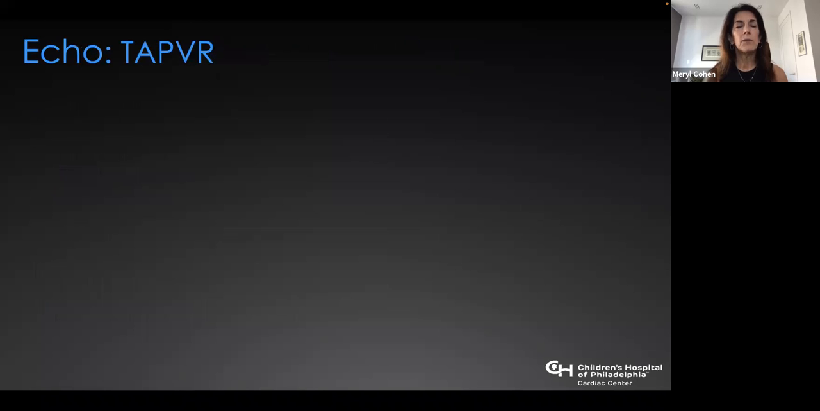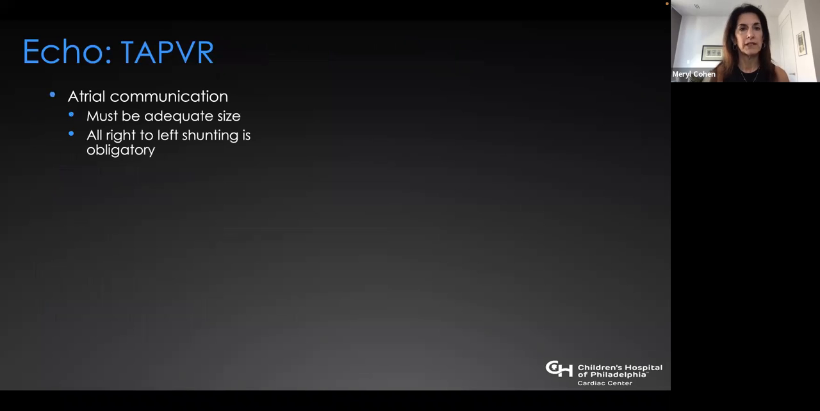Some helpful hints with regard to echocardiography in total anomalous pulmonary venous connection. Look at the atrial communication. If you do not have all right to left shunting at the atrial level, you do not have total anomalous pulmonary venous connection, because it is obligatory right to left shunting, because that is the only way that blood is getting to the left side of the heart. And of course, that communication must be adequate in size, because it's going to be determining all of the cardiac output out of the left ventricle.